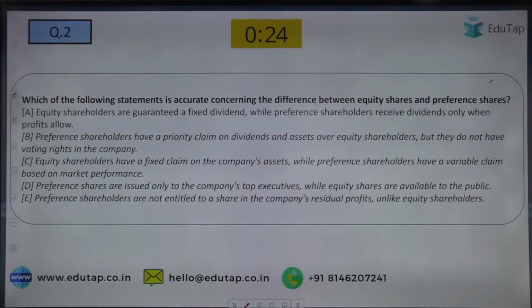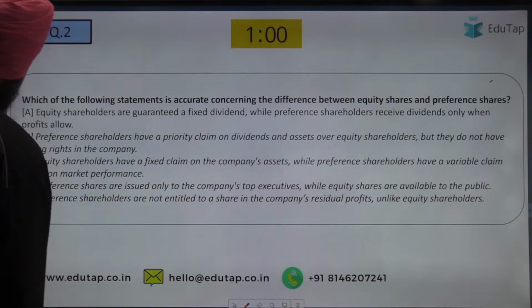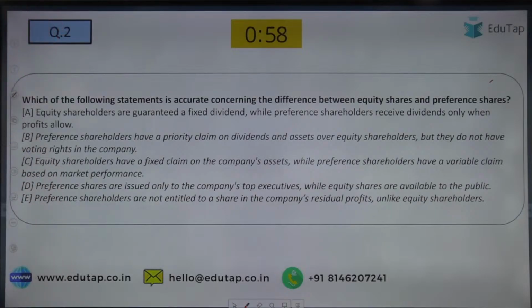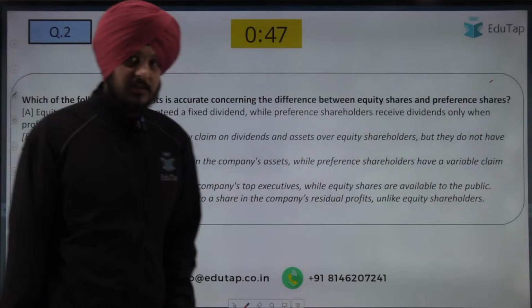Option A: equity shareholders are guaranteed a fixed dividend, while preference shareholders receive dividends only when profits allow. Option B: the preference shareholders have a priority claim on dividends and assets over equity shareholders, but they do not have voting rights in the company. Option C: equity shareholders have a fixed claim on the company's assets, while preference shares have a variable claim based on market performance. Option D: preference shares are issued only to the company's stock executives, whereas equity shares are available to the public. The last option: preference shareholders are not entitled to a share in the company's residual profits, unlike equity shareholders. So please mark your options. I'm waiting for your answers.